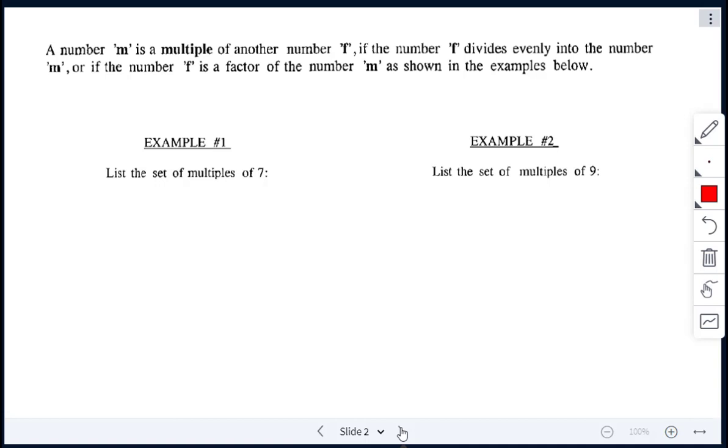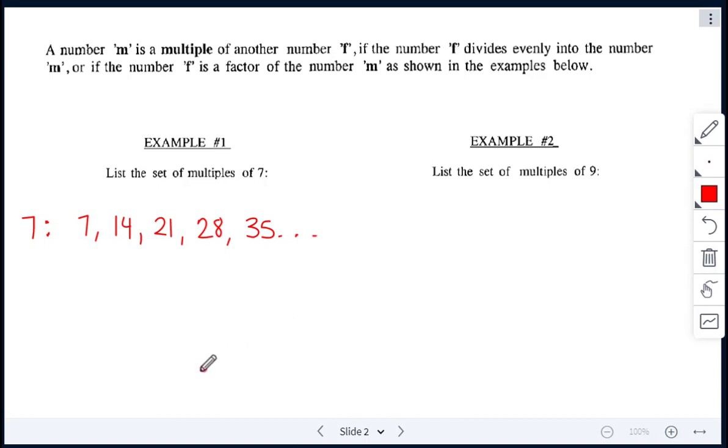That's a very confusing definition. But the set of multiples of 7, for example, is just like the multiplication tables. If we were looking for the set of multiples of 7, you would just start by multiplying 7. 7 times 1, which is 7. 7 times 2, which is 14. 7 times 3, which is 21. 7 times 4, 28. 7 times 5, which is 35, and so on.